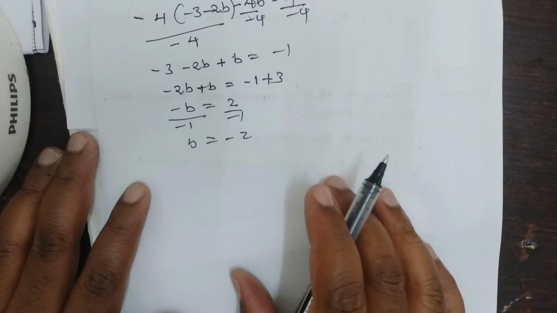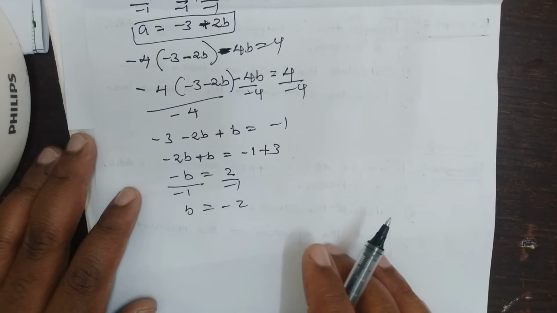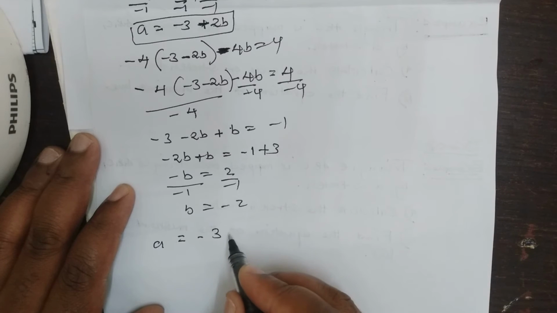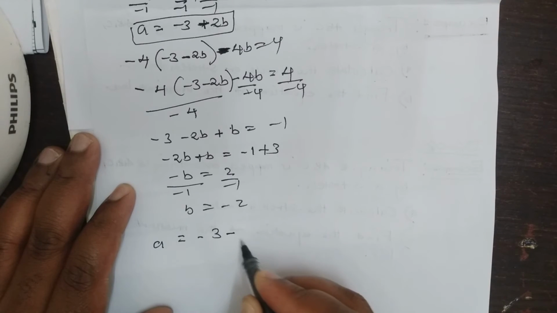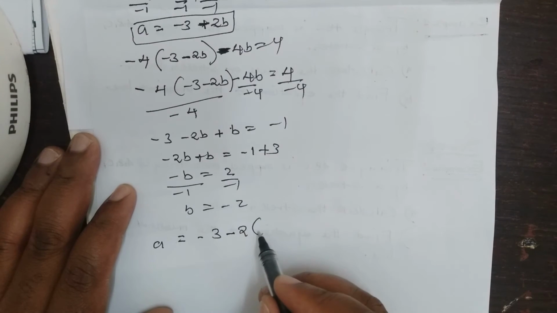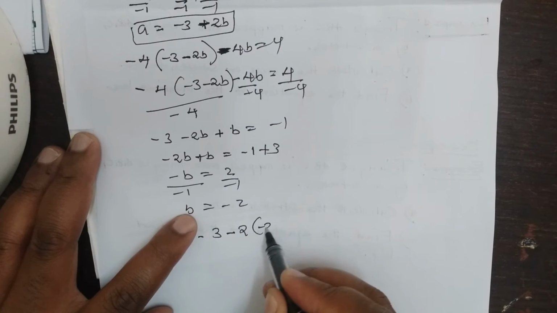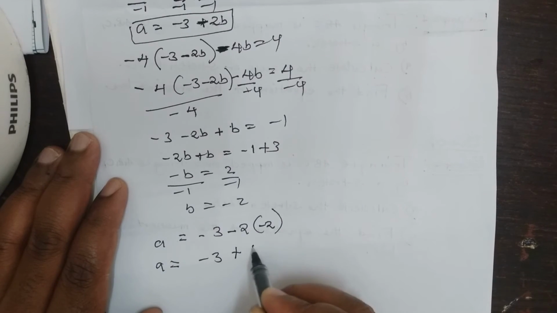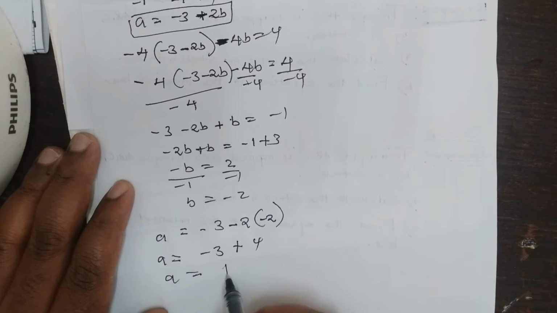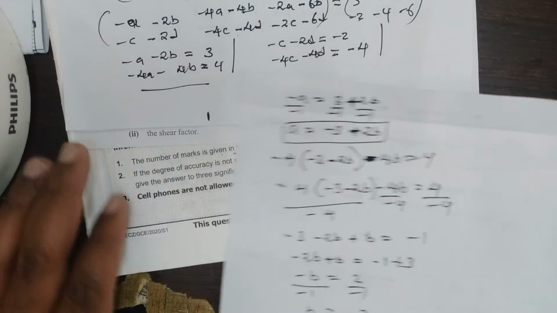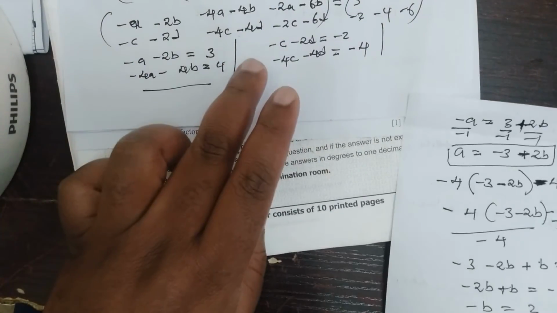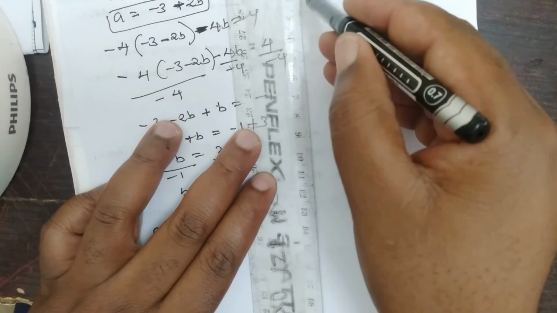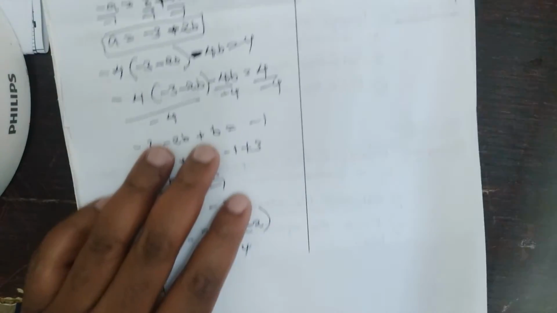So if b is negative 2, what is my a? Take note, our a is that one. So I'll say a is negative 3 minus 2, and our b is negative 2. So our a shall be equal to negative 3 plus 4. So a shall be equal to 1. So I've worked out this equation. Come to this one and try to work it out.